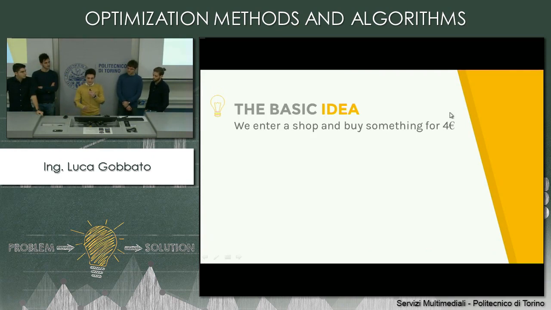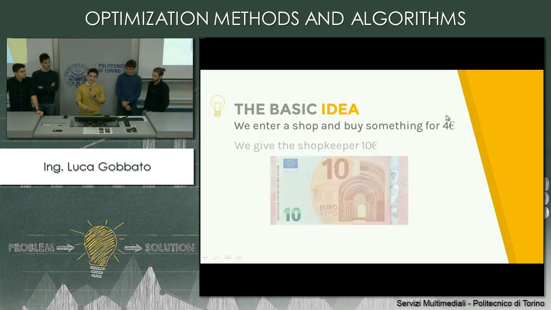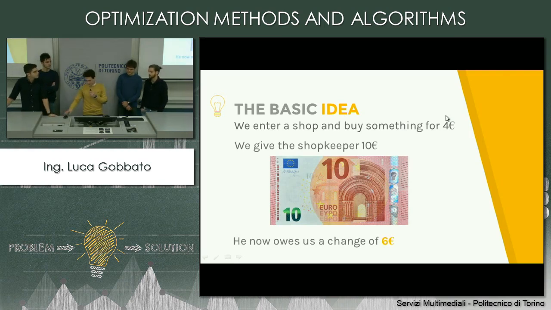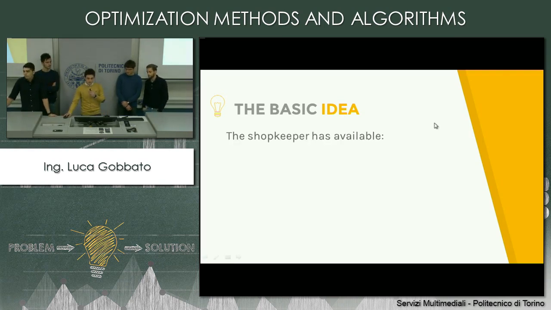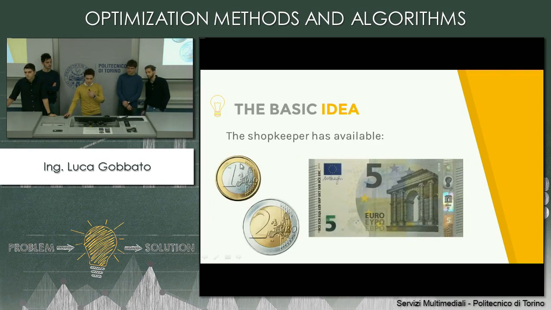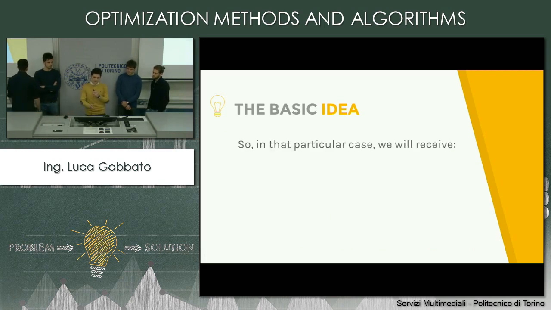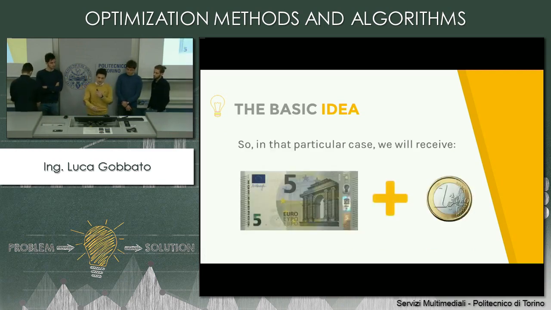What's the basic idea behind the change-making problem? Let's suppose we enter a shop and buy something for €4, paying with a €10 bill. Now the shopkeeper owes us a change of €6. He has only available €5 bills and €2 and €1 coins. Now, what we are trying to achieve here is to receive that change of €6 using the least amount of coins and banknotes from the one he has available. So, in this case, we should receive a €5 bill and a €1 coin.